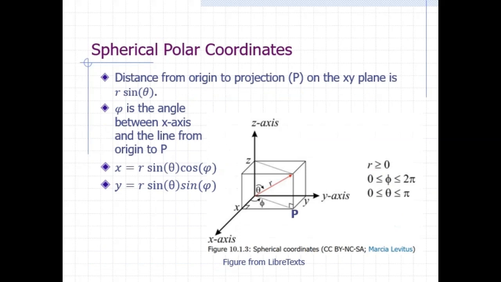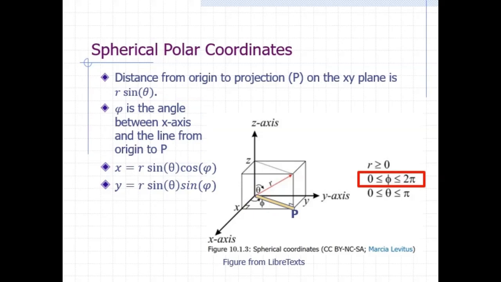Now let's take a look at coordinate phi. For a point at this location, the perpendicular projection on the xy plane, shown here as P, can be easily shown to be at a distance equal to r times sine of theta from the origin. Phi is the angle between the positive x-axis and the line from the origin to point P. The angle phi can be anywhere from 0 to 2 pi.